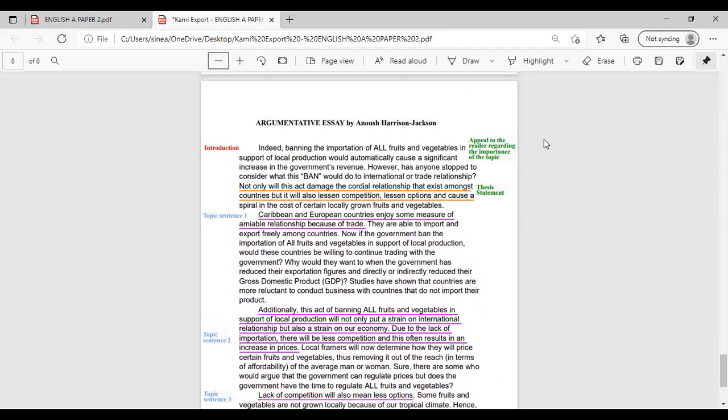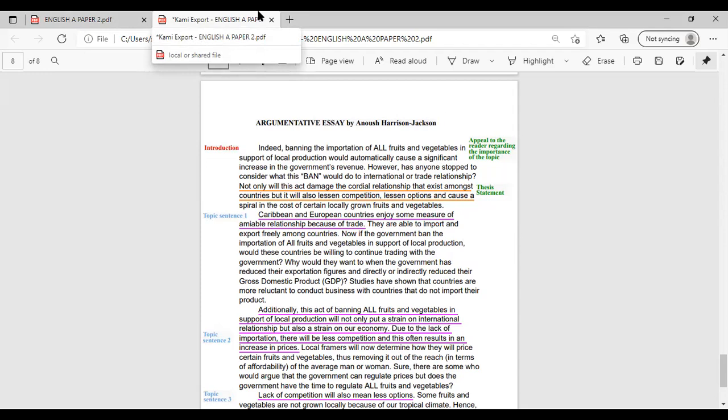And I want you to see that when we are doing an introduction, when we are doing an argument or we are presenting our views on a particular topic, we want to be able to give some kind of appeal. We must be able to appeal to the reader in terms of the importance of the topic and or the side in which we are choosing for that particular topic.